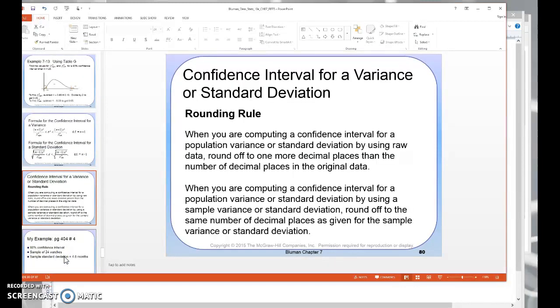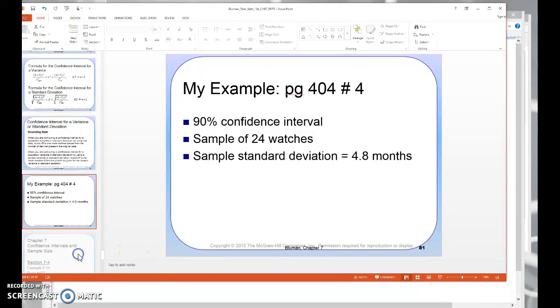The rounding rule for these intervals: if you're using raw data, round off to one more decimal place than the number of decimals in the original data. For example, if you're working with whole numbers in your raw data, then your variance and standard deviation need to be to the nearest tenth. The second rounding rule: if they give you the population variance or standard deviation, then you use that value's rounding.